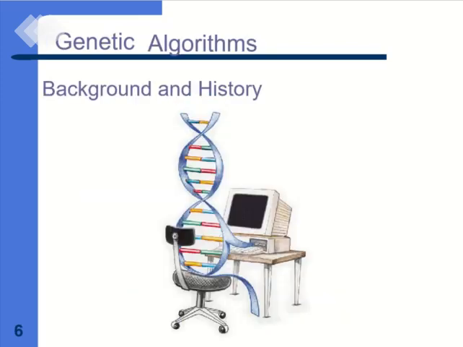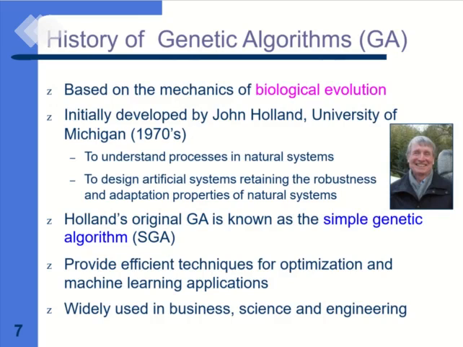Now, the background of genetic algorithms. It was developed by Professor John Holland in 1970, and the purpose of it is to provide efficient techniques for optimization and machine learning applications.